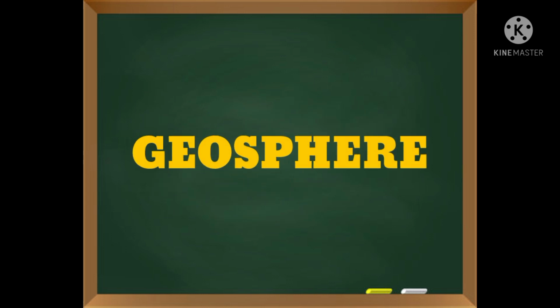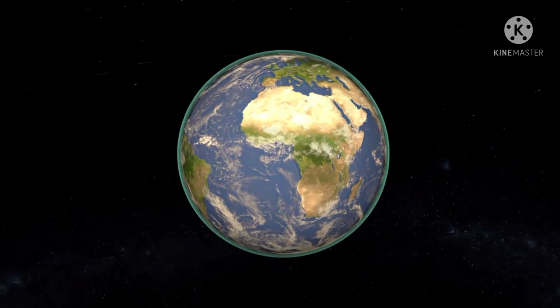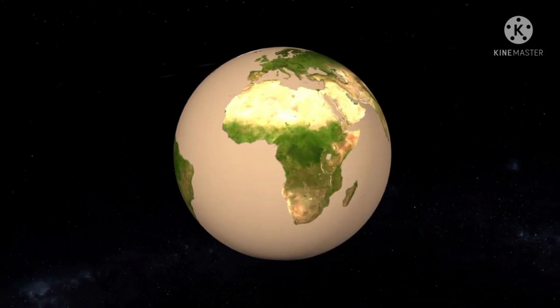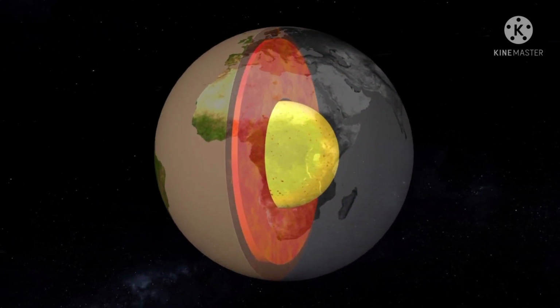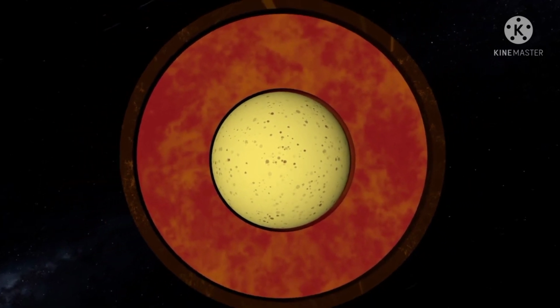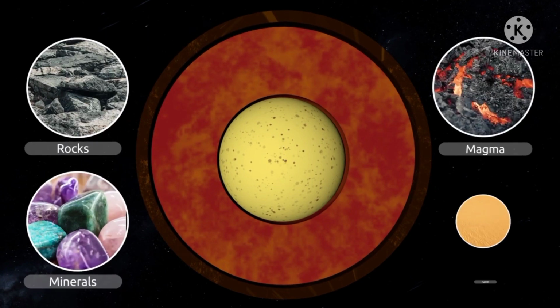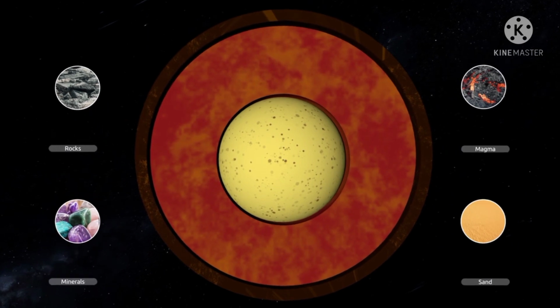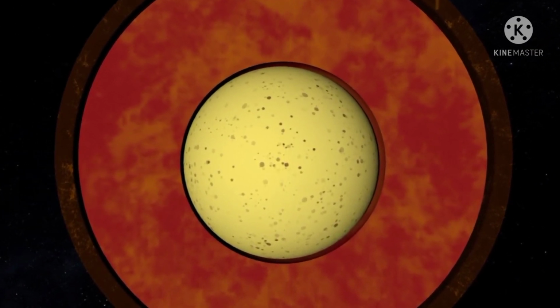Geosphere. The geosphere is the inner layer of the Earth extending from its surface to the inner core of the planet. This layer is made up of solid rock and habitable ground. The thickness of the geosphere is approximately 6,730 kilometers. It is made up of rocks, minerals, magma, and sand.